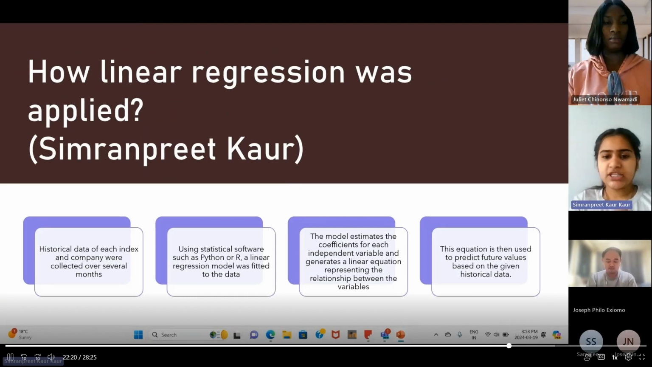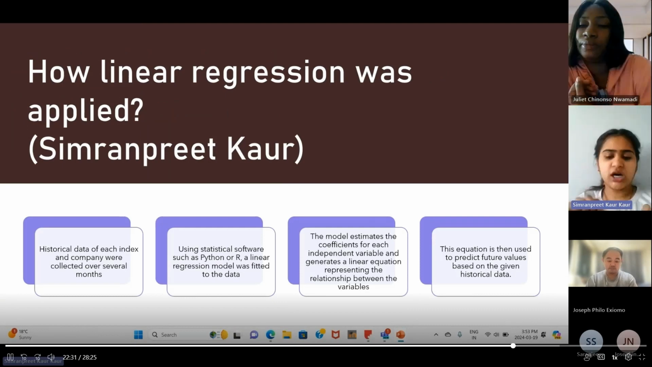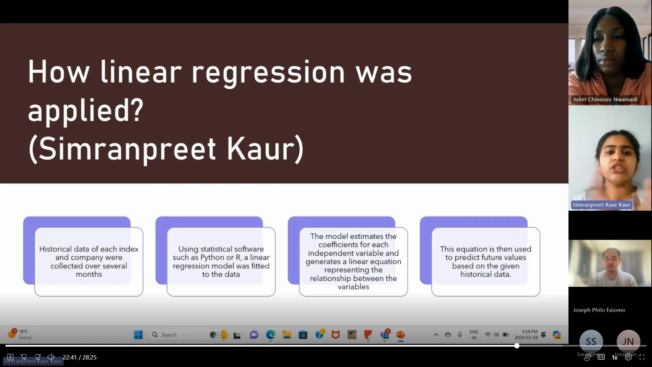The regression model estimated the coefficient for each independent variable. Now we have the coefficient of each independent variable for February 2023, March, April, May, June, everything, and it generates a linear equation representing the relationship between these variables. That equation will be used for the prediction of the next month. This equation is used to predict the future values based on the given historical data.